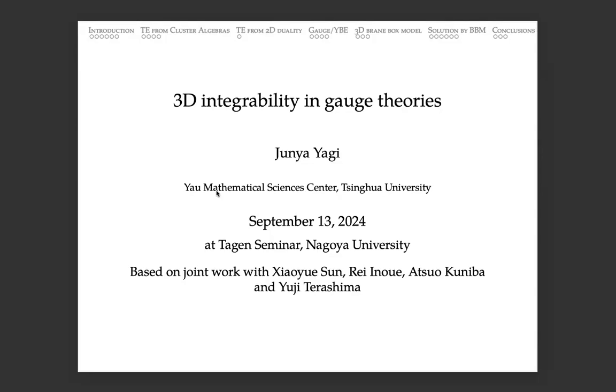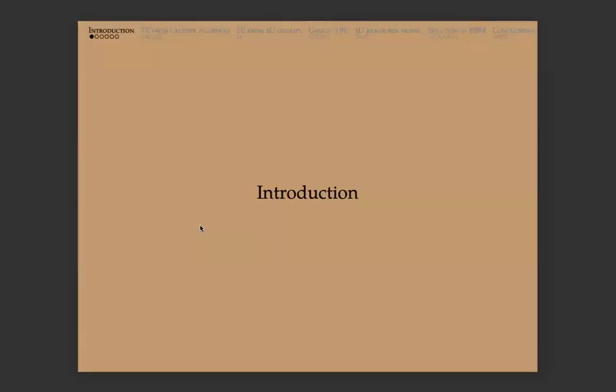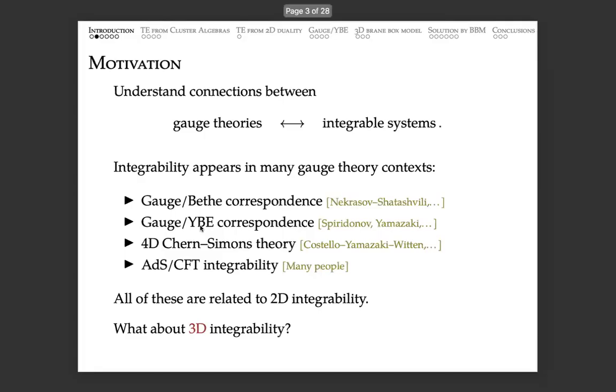So in the past few years, I've been interested in three-dimensional integrable systems and relations of them to supersymmetric gauge theories. So I will talk about that. So let me begin by introducing and giving you motivation behind my work. The main motivation is to understand connections between gauge theories and integrable systems.